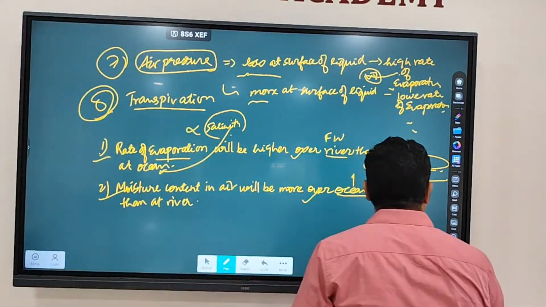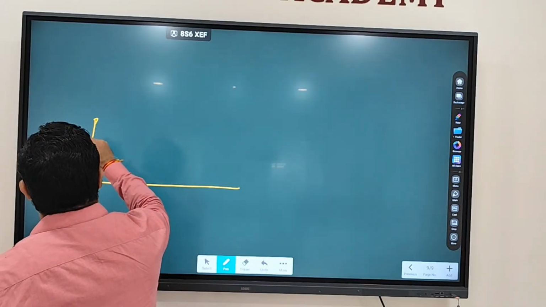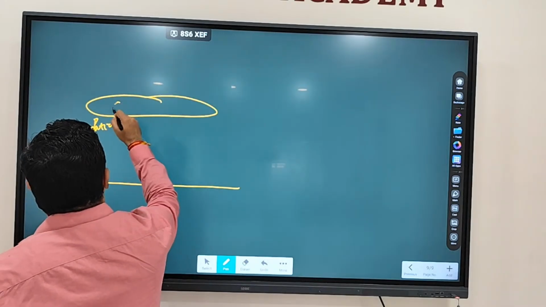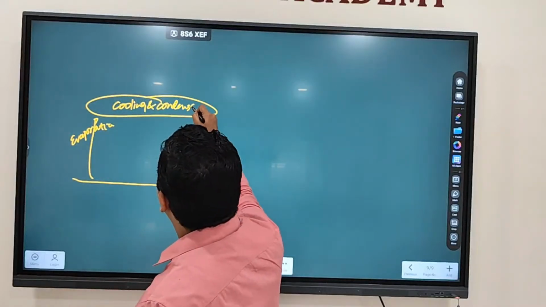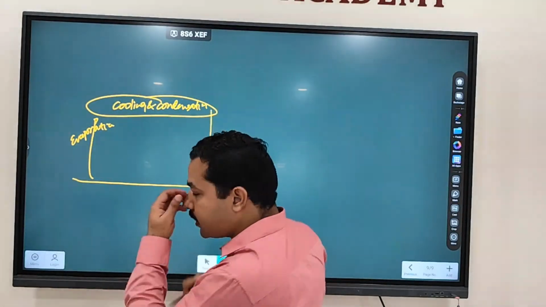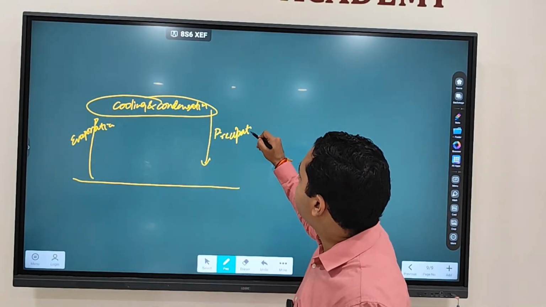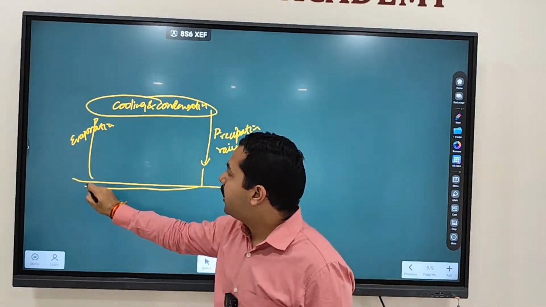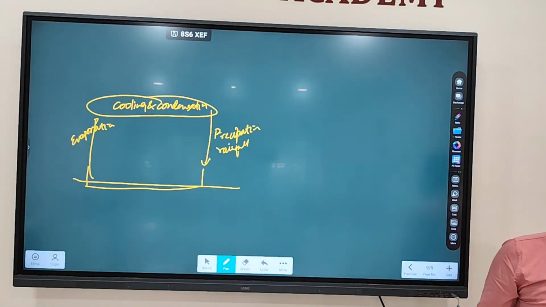So you have a water cycle. What is a water cycle? First, evaporation will happen. Then cooling and condensation happen. After cooling and condensation, precipitation happens. Rainfall happens. Then again evaporation, cooling, condensation, precipitation. This process continues, and this is what we call a water cycle.